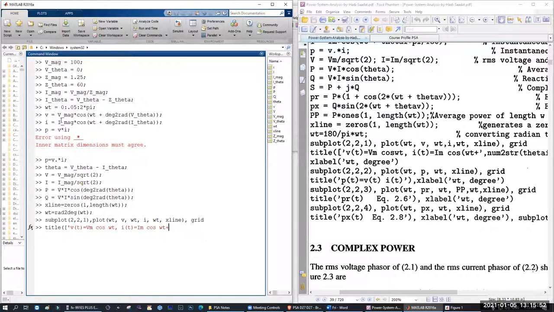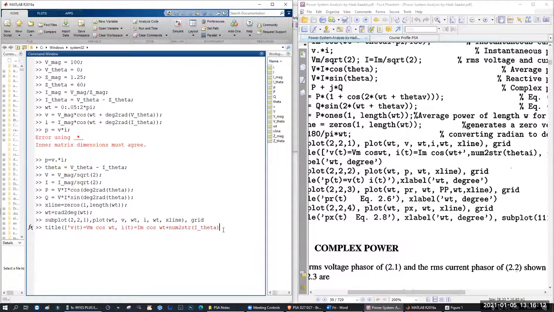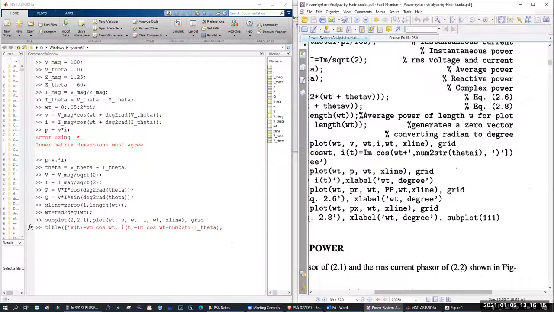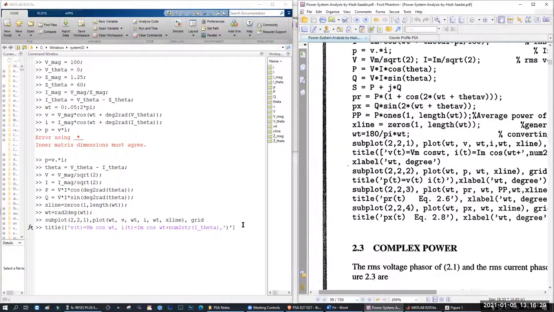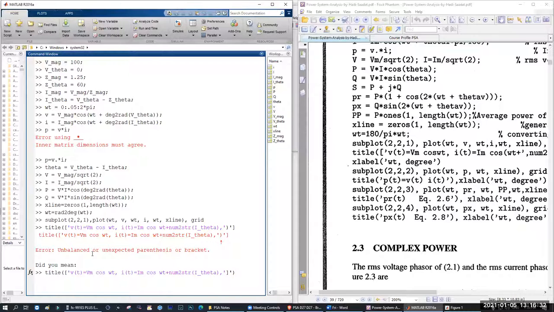Number to string means this is in number, right? So you have to make it a string. Num2str, I theta, comma, bracket, second bracket. Something happened here. Did you mean title? That means I have given a, okay. Yeah, so maybe a mistake is there. Okay, no problem.